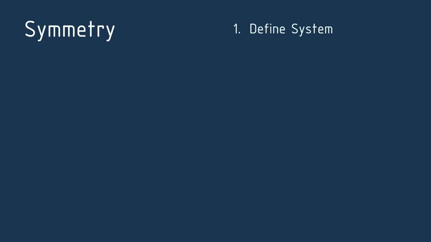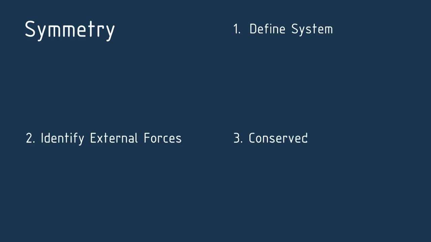So the practical rule is this: define your system, identify external forces, and check which directions have zero net external force. Where that condition holds, momentum is conserved.